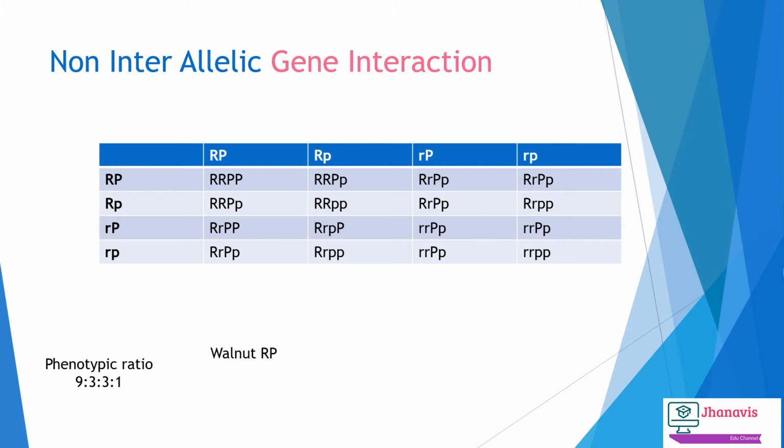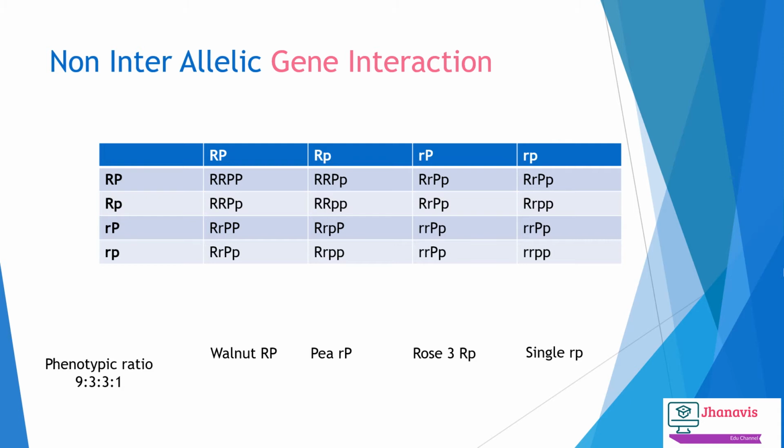to express the walnut character, whereas for the rose pattern, the dominant capital R should be present to express its character. To express the pea pattern, the dominant capital P should be present. Either it may be in a homozygous condition or in a heterozygous condition, but the dominance of P should be expressed in the pea pattern. Whereas in the single comb pattern, both are in recessive condition, that is small r and small p.